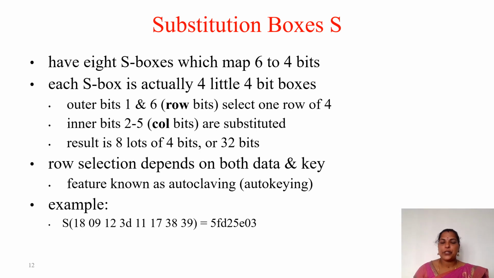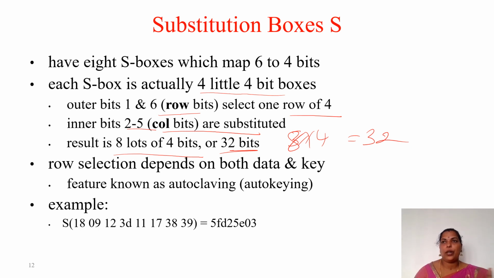Next is the substitution boxes. We have 8 substitution boxes which map 6 bits to 4 bits. We have seen the pictorial representation. Here each S box is actually 4 little 4 bit boxes. The outer bits 1 and 6, the row bits, select one of the rows of 4, and the inner bits 2 to 5, the column bits, are substituted, and the result is 8 lots of 4 bits. So we get 32 bits, 8 fours are 32. All 4 bits we get from the output of all the 8 S boxes.